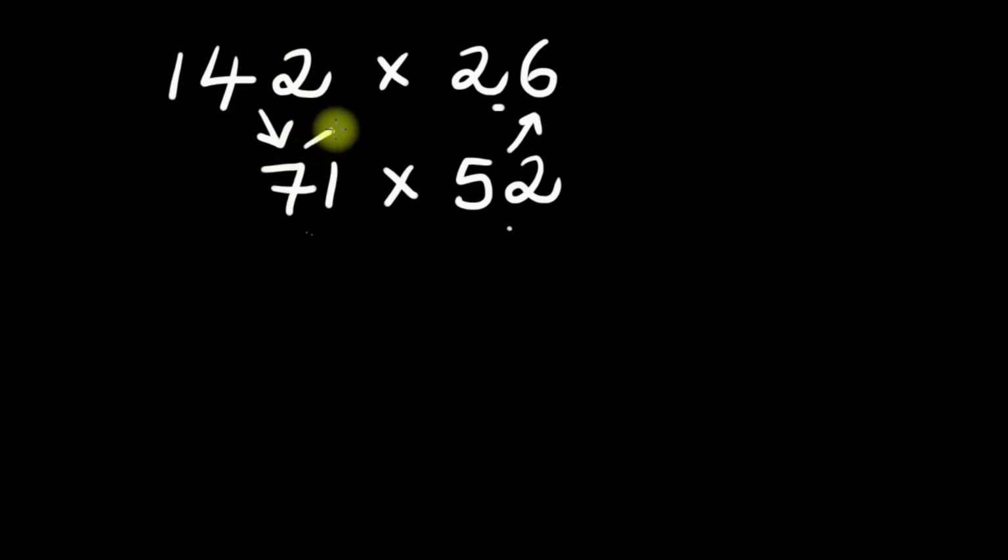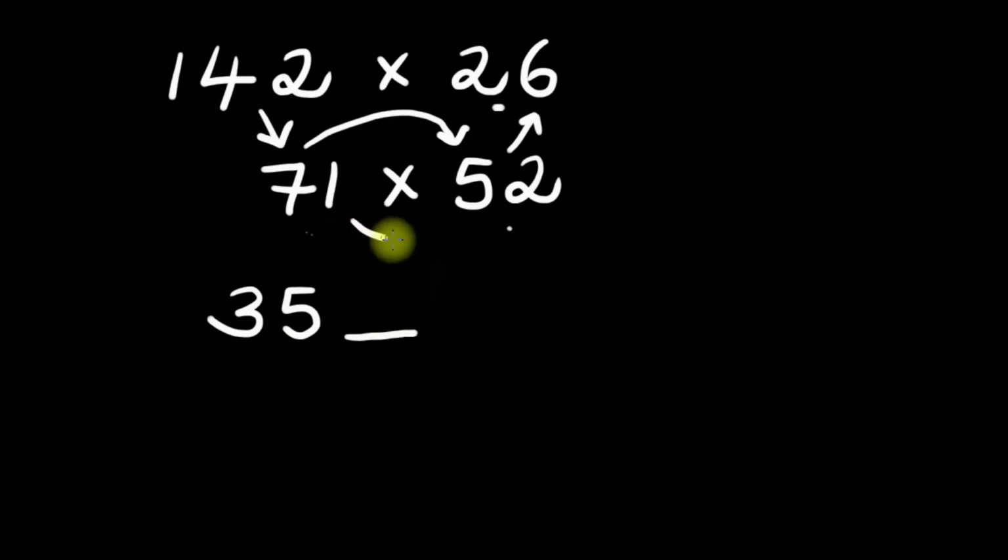is take 7 times 5. So 7 times 5 is 35. And then we leave a blank here for a number to go in. And then 1 times 2, so 1 times 2 is 2. And then now we have to come up with this middle number.